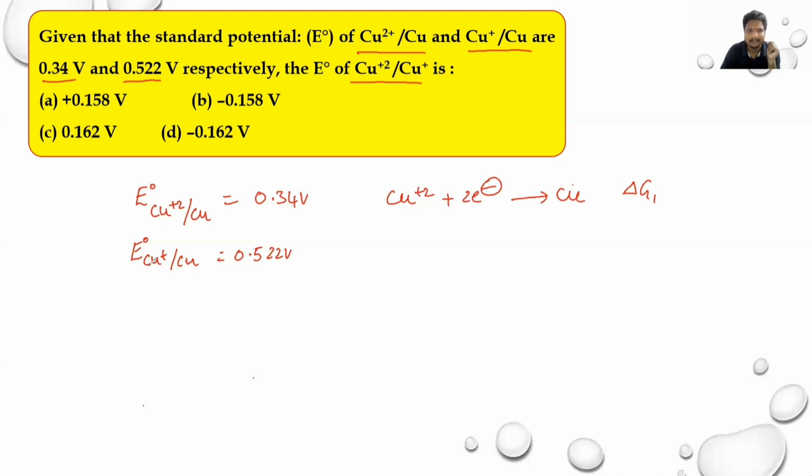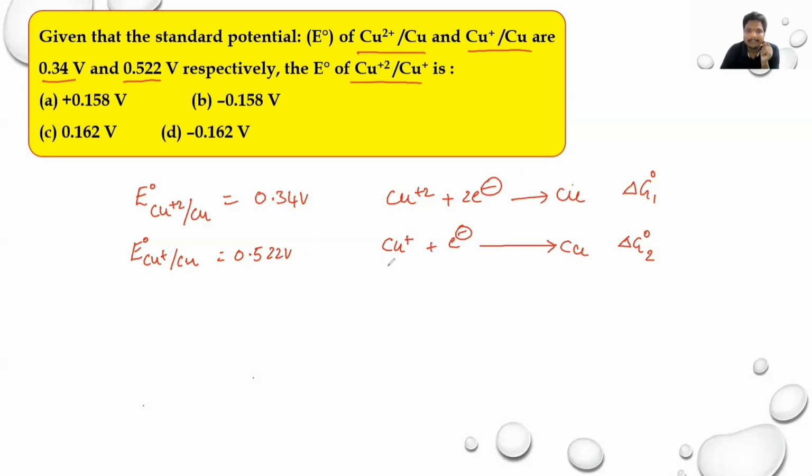Now this is another reduction potential, that is Cu+/Cu, which is given as 0.522 volts. So here the reduction reaction is Cu+ plus an electron gives rise to Cu. The standard free energy change, that is delta G naught, is delta G2 naught.